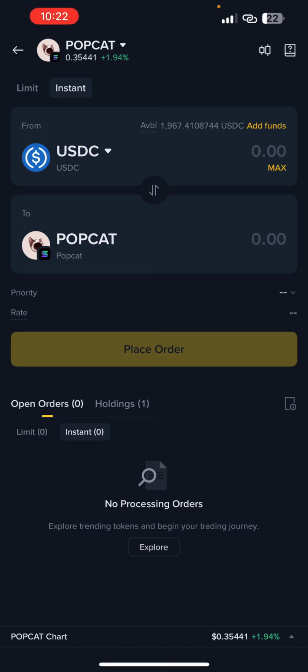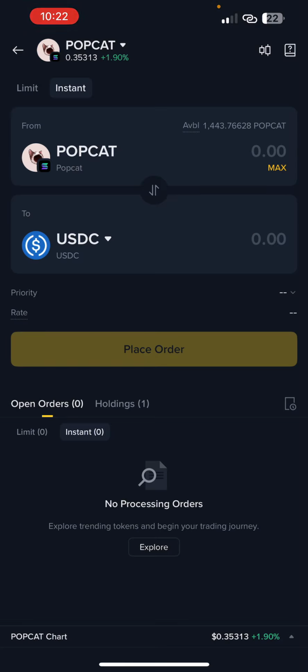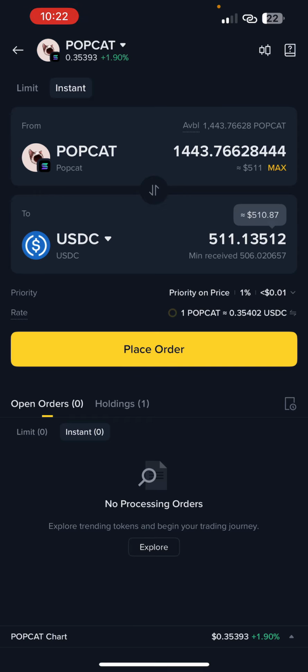So you click on this toggle button at the center here. PopCat goes up, USDC comes down here. Again, if you have USDT, you can also click the drop down arrow and then use USDT to trade. You can use USDC or USDT. So I want to sell my PopCat. I click on max, and then I want to sell everything. What's happening here?